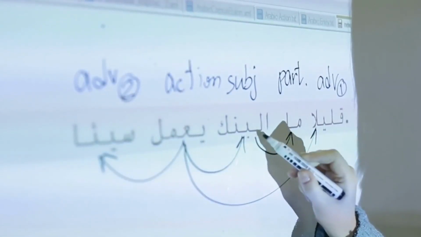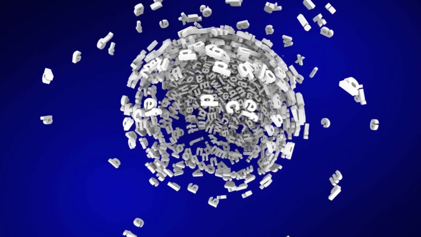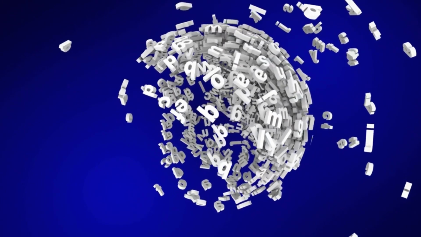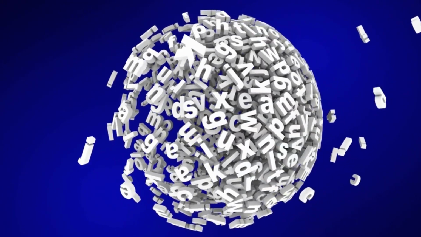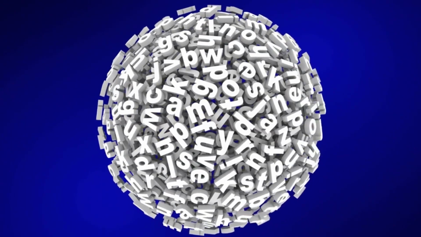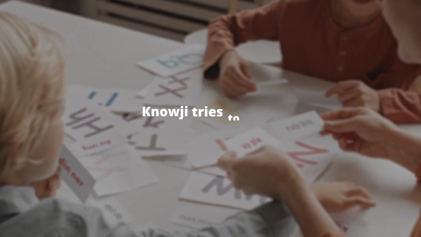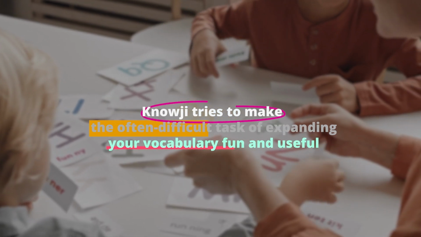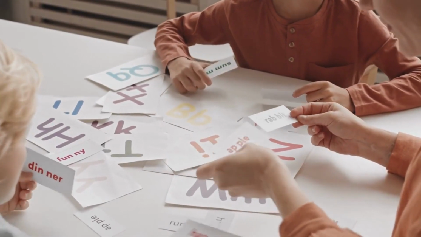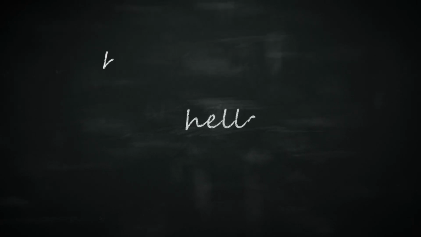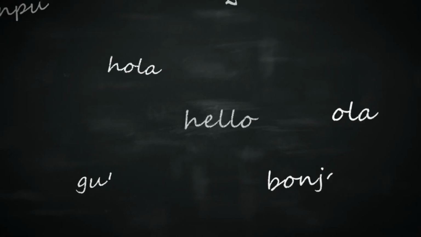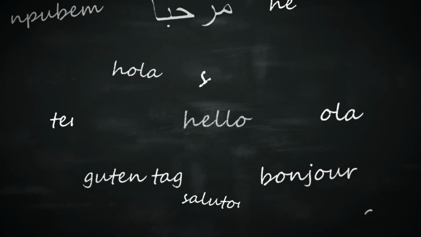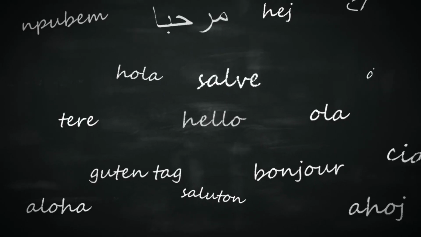Number 2. Noji. If you want to learn a language or improve your vocabulary, Noji is the clear winner. This AI-powered app takes the best parts of cognitive science, modern technology, and good teaching methods, and puts them all together to make a new way to learn. With features made just for students, Noji tries to make the often difficult task of expanding your vocabulary fun and useful. Noji makes sure that words are learned and remembered for a long time by using visual aids and spaced repetition.